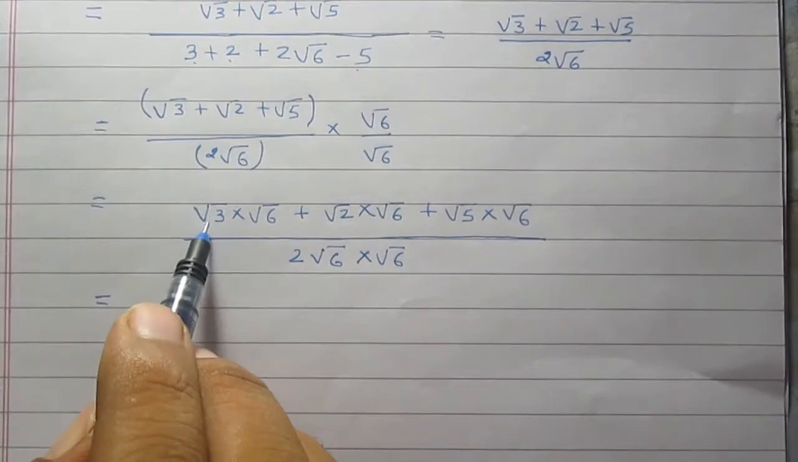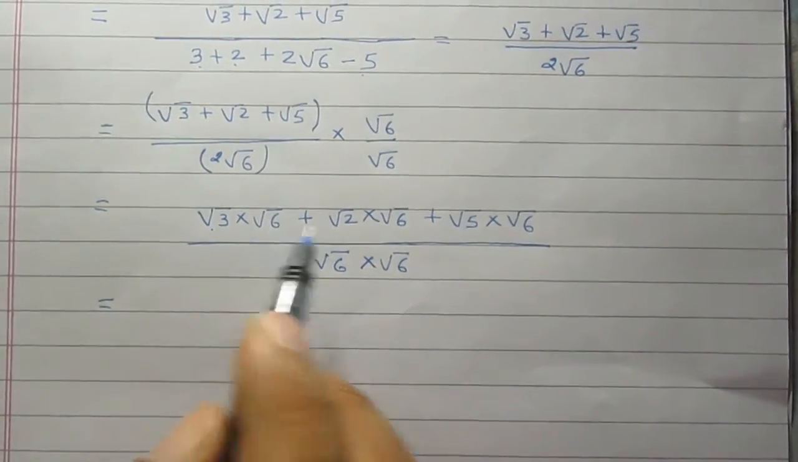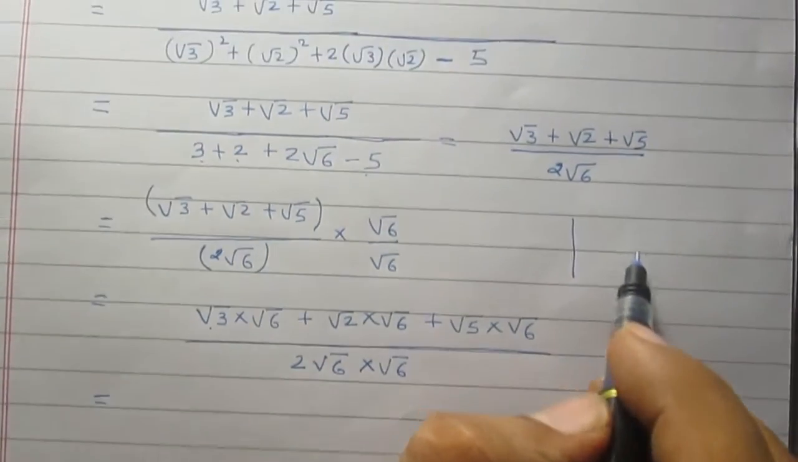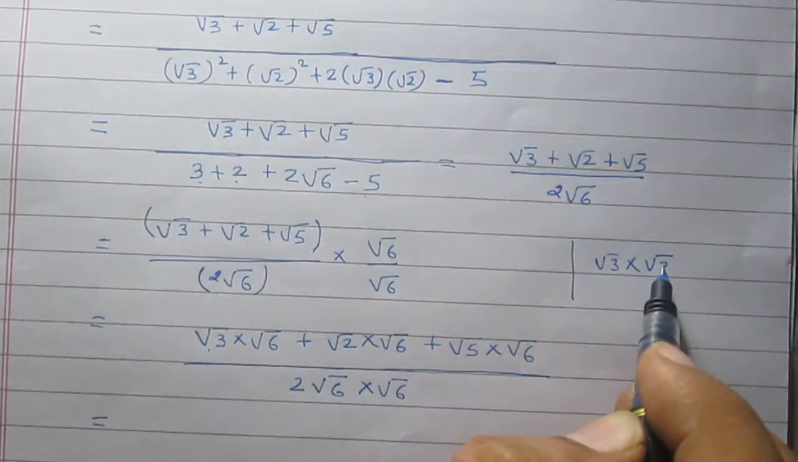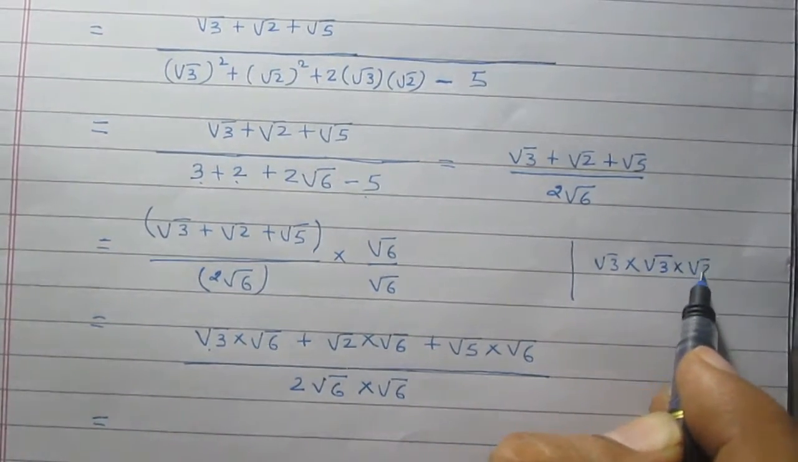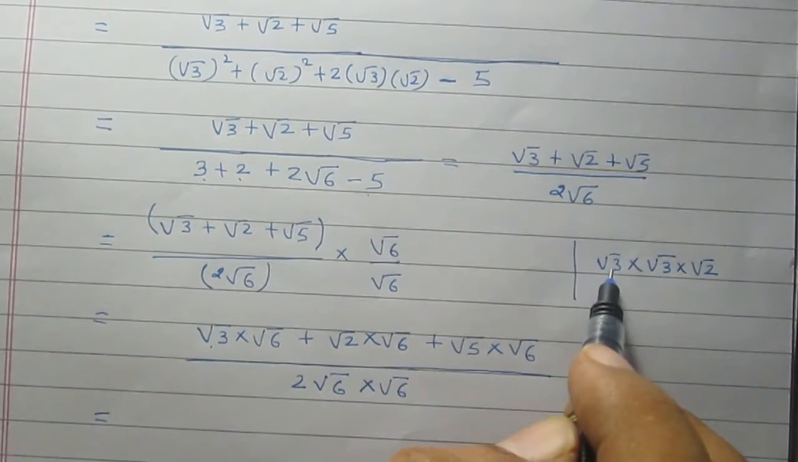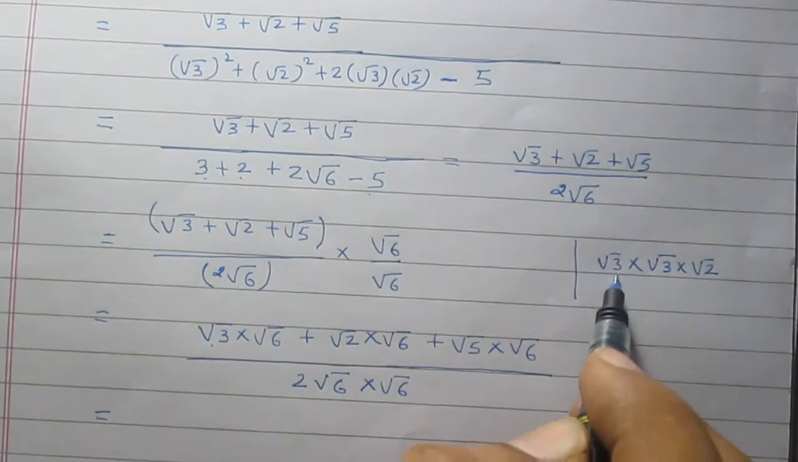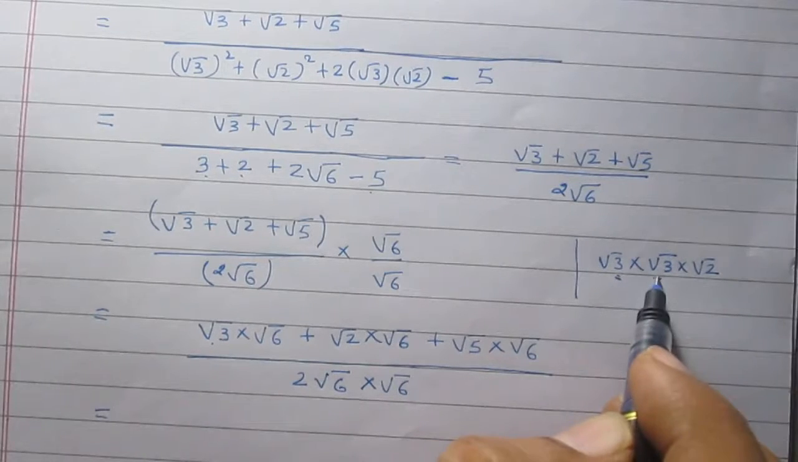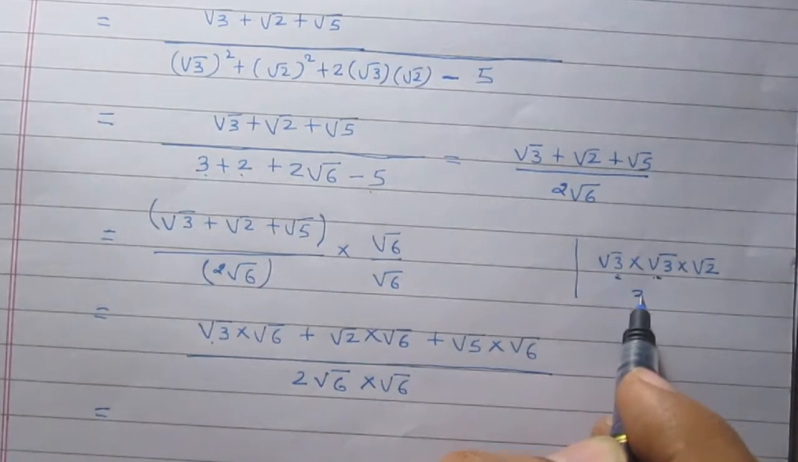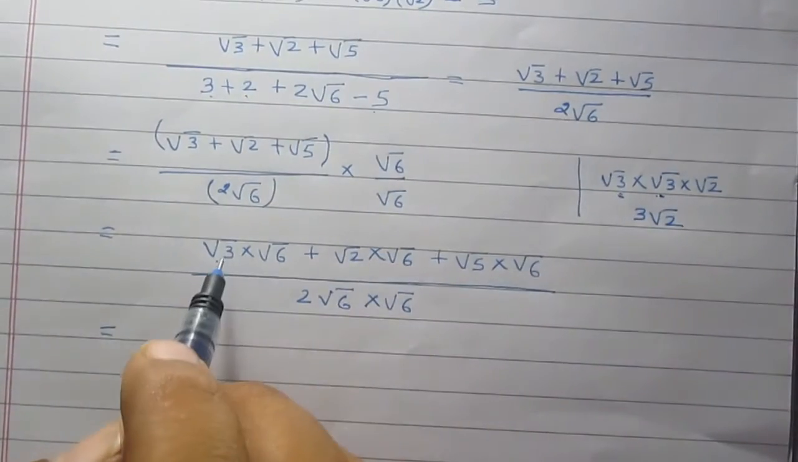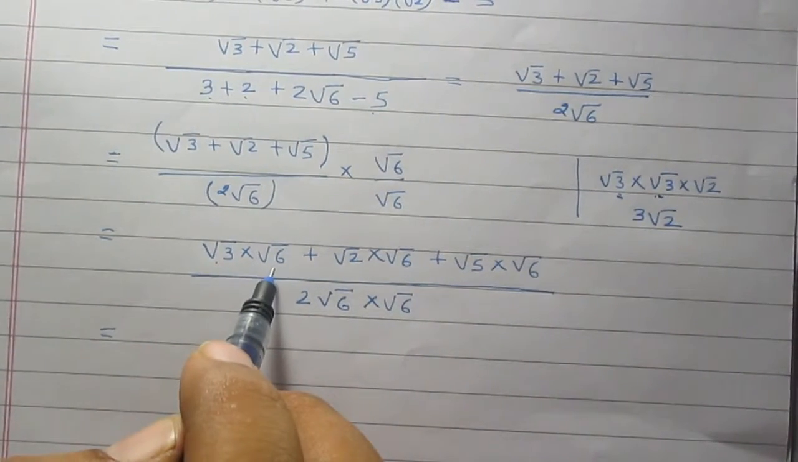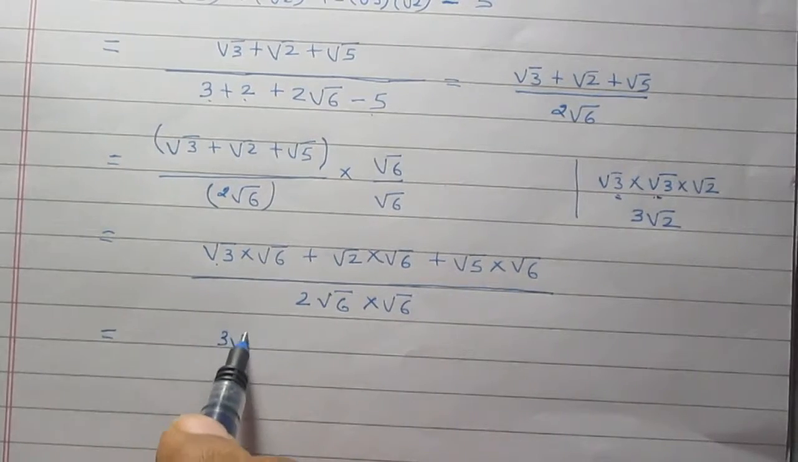Now, square root 3 and square root 6 in multiplication. We can write it as square root 3 multiplied by square root 3 multiplied by square root 2. It is square root 3 multiplying with square root 6. We see that these two terms in multiplication will make 3 and the rest is square root 2. So we can write square root 3 multiplied by square root 6 as thrice of square root 2.